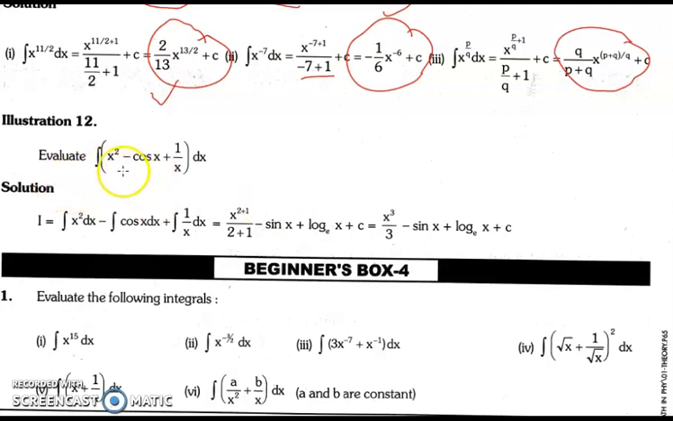Next question is, evaluate the integral of this. In the same way, the way we divided the derivative part, we'll simply divide the integral part as well: x square dx minus cos x dx minus 1 by x dx. So x square dx will be x raised to the power 2 plus 1 upon 2 plus 1. So the final answer for this integral would be x cube by 3.